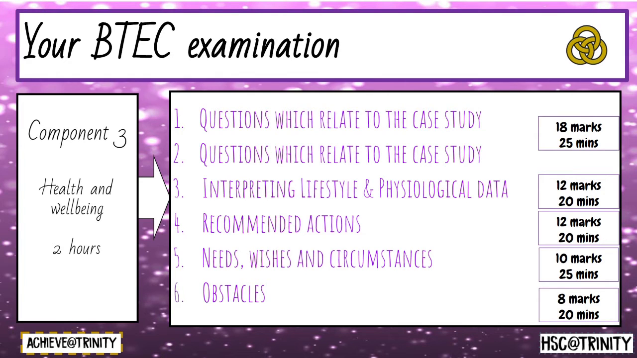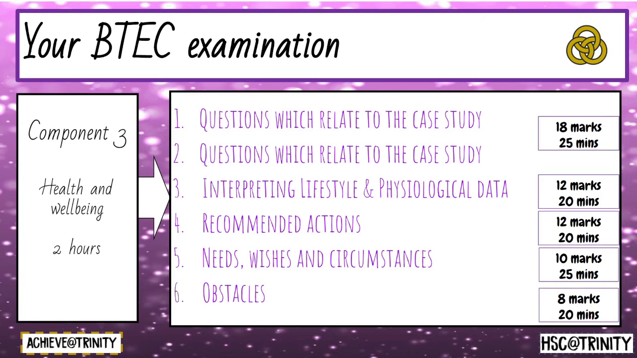The Health and Social Care exam paper is worth 60 marks, and students will answer 6 questions. The exam paper lasts 2 hours. For questions 1 and 2, students will be asked questions which relate to the case study they have been given. They should spend approximately 25 minutes on questions 1 and 2. Question 3 requires students to interpret lifestyle and physiological data and explain what that data means for an individual's current and future health. They should spend approximately 20 minutes on question 3.